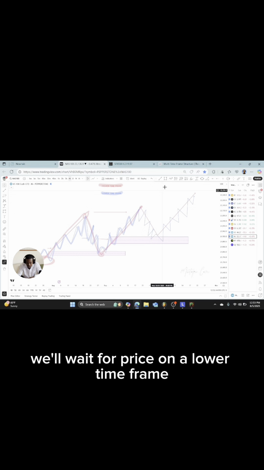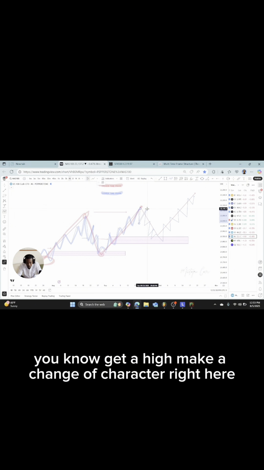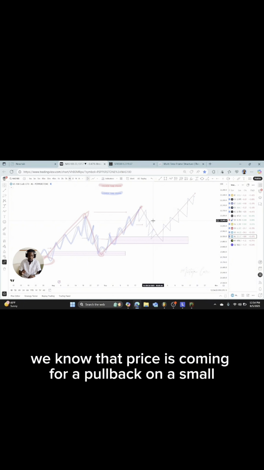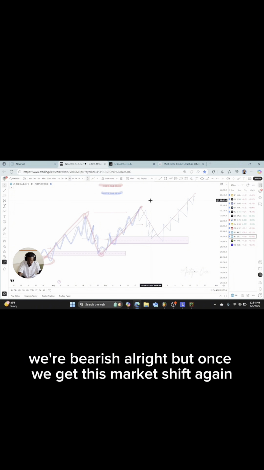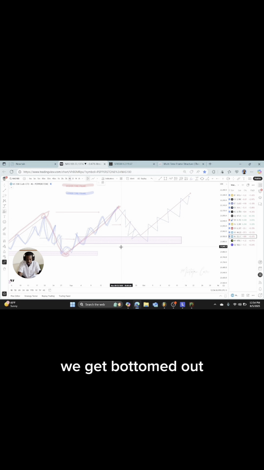We'll wait for price on a lower time frame to come down, get a high, and make a change of character right here. Once we get this interchange of character, we know that price is coming for a pullback on a higher time frame. Price is on a higher time frame coming back down because on a lower time frame we're bearish. All right, but once we get this market shift again, we get bottomed out.